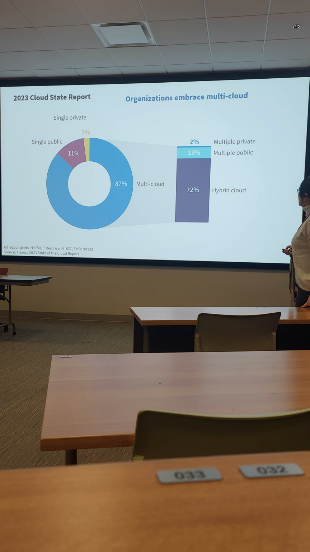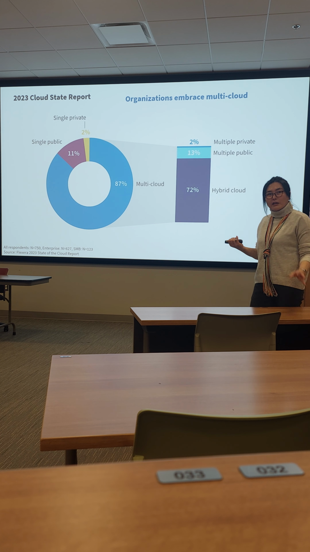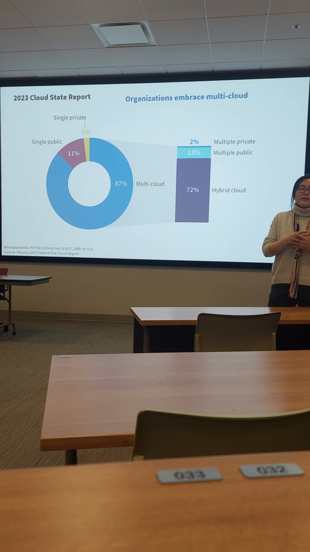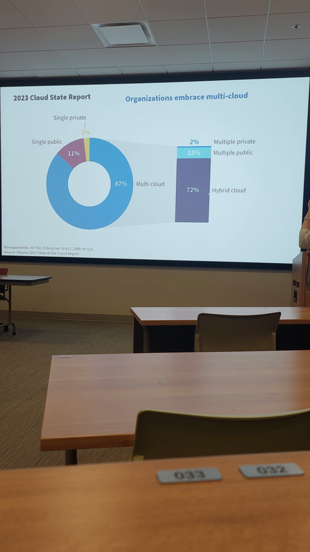A lot of them are using multi-cloud, not just one single cloud. There are some single cloud and private cloud enterprises as well. Among the multi-cloud, they use hybrid the most. Hybrid, as we'll talk about soon, comes from public, private, community, hybrid. Typically hybrid means public plus private, and that's what they do.